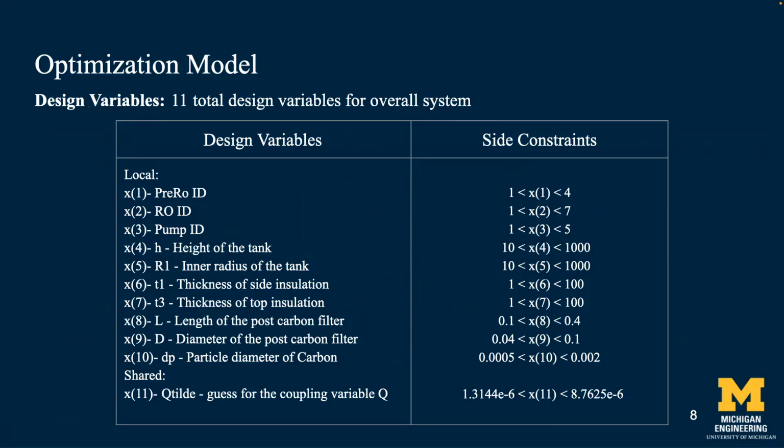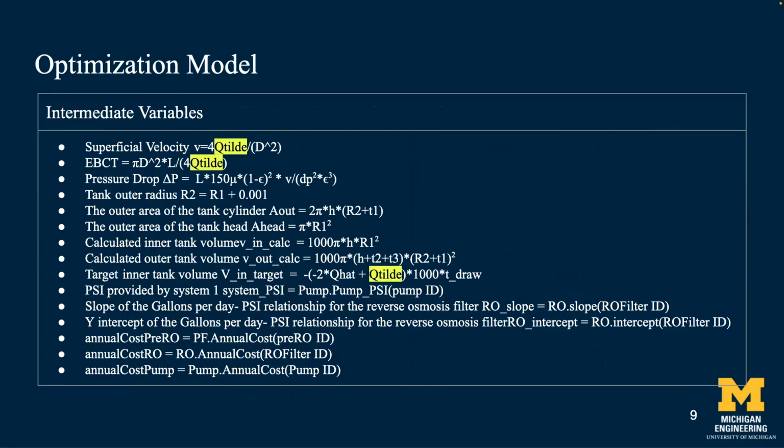We have 11 design variables. Variables 1 through 10 are local variables that belong to specific subsystems, while variable 11 is a shared variable, Q tilde. This is an auxiliary variable for our coupling variable Q, which is a volumetric water flow. Q tilde is used in 3 of our intermediate variables.